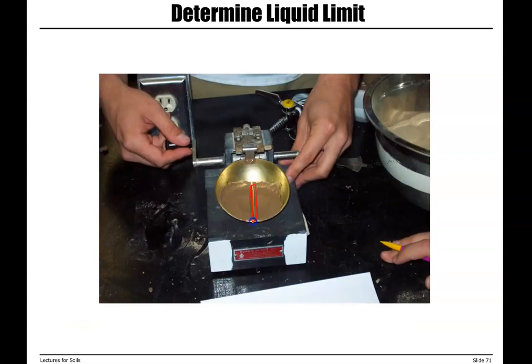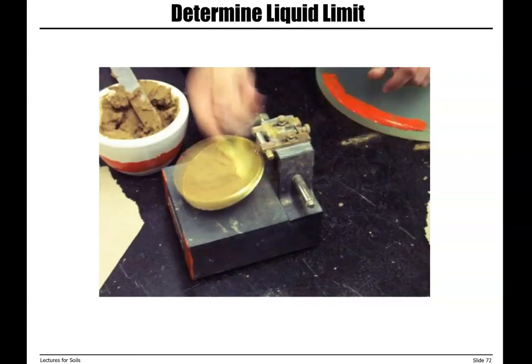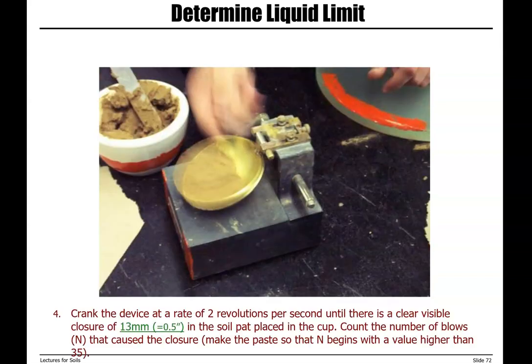You have a clear area. You make a cut in your soil sample. Then you use the handle to lift the cup and drop the cup. You need to remember or record the number of drops that is required to close. So we made a cut here. You need to count the number of drops that is required to close the cut that you made for 13 millimeters or ½ inch.